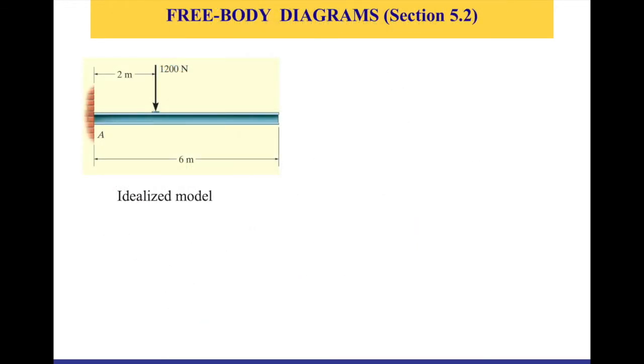A quick summary of how to draw the free body diagrams of rigid bodies. So let's say that we have this structure that is pinned into the wall, and this beam is experiencing 1200 newtons. How can you move from this into a free body diagram that simplifies and makes the analysis of equilibrium easy for us to do?